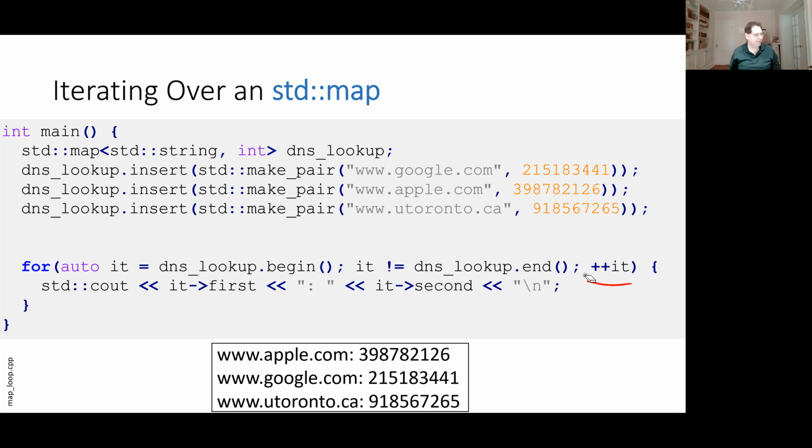Okay, and it'll print out that. Now we inserted this in the binary search tree. We put in Google, then we put in Apple, then we put in Toronto. When you print it out, it'll actually come out in this order: Apple, then Google, then Toronto. Why do you think that is? What do you think has happened here?